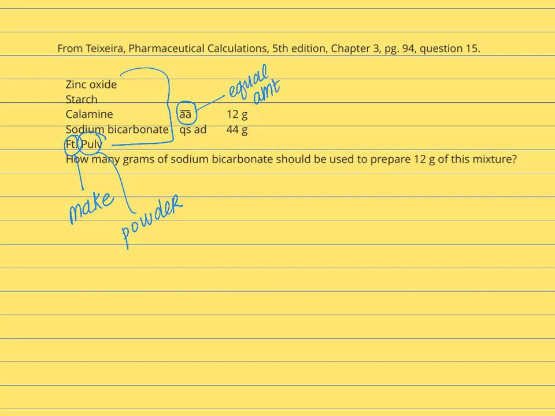And then the last abbreviation that we can look at is this QSAD. And this essentially means that you're going to make enough using the ingredients listed above. Generally, they're divided equally among those ingredients, and you're going to make enough to get a total weight of 44 grams. And so you're going to make enough to reach 44 grams.